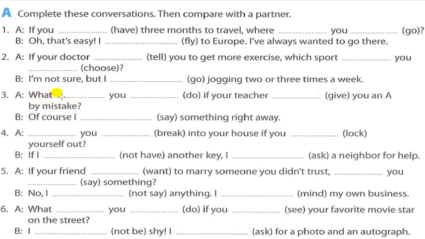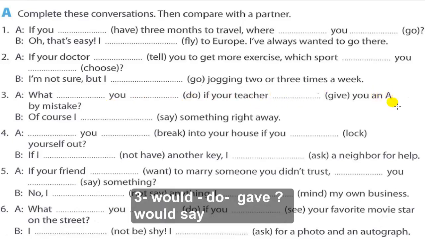Three. What would you do if your teacher gave you an A, excellent, by mistake? Of course, I would say something right away. Of course, I would say something right away. Four.